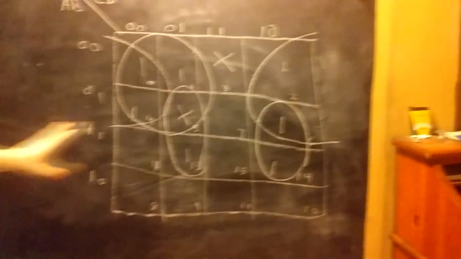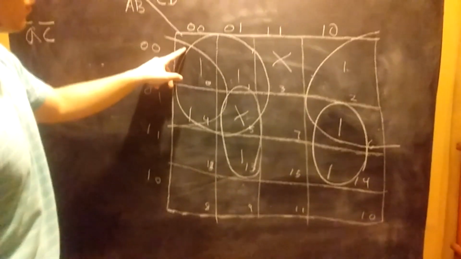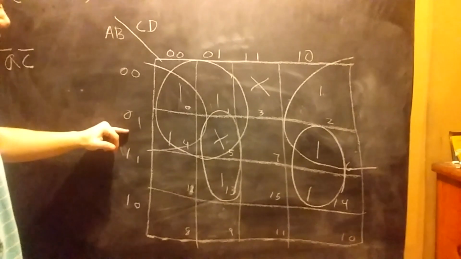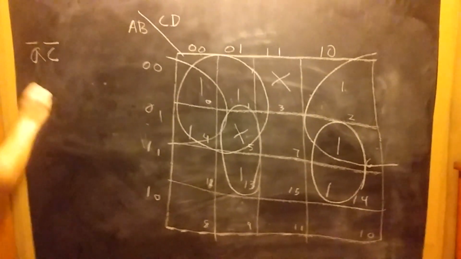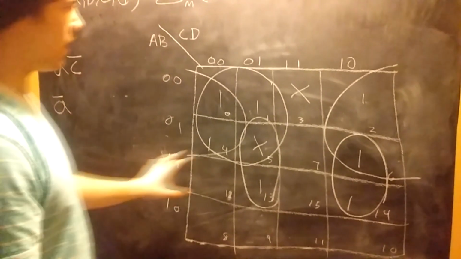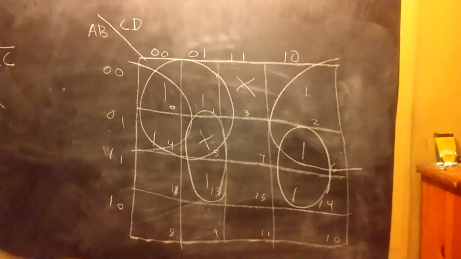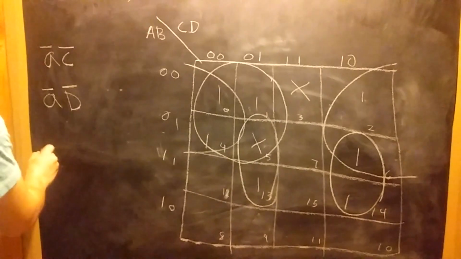Then we have the circle that comes off this way and that way. So that has terms 0, 0, or we'll work with AB first. That has 0, 0 and 0, 1. So what doesn't change is the A. So we're going to have A bar again. And this time we're going from 0, 0 to 1, 0. D is what stays the same, and D is off. So we have that.